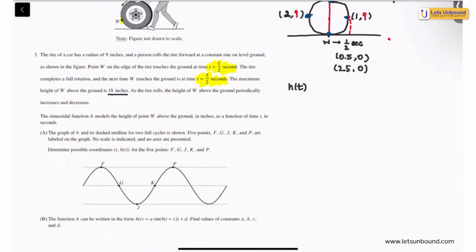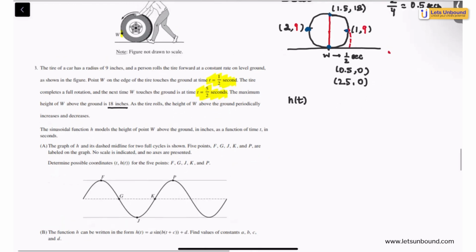F, G, J, K and P are the coordinates labeled on the graph. We have to determine the possible coordinates (t, h of t) for the 5 points F, G, J, K and P. Now let's understand the idea that when I look at the sinusoidal graph, F and P are points of maximum height, while J is the point of minimum height.